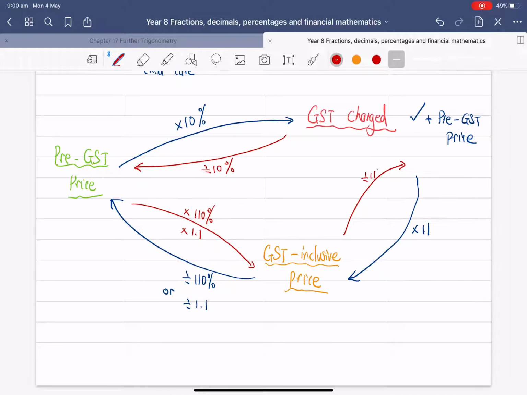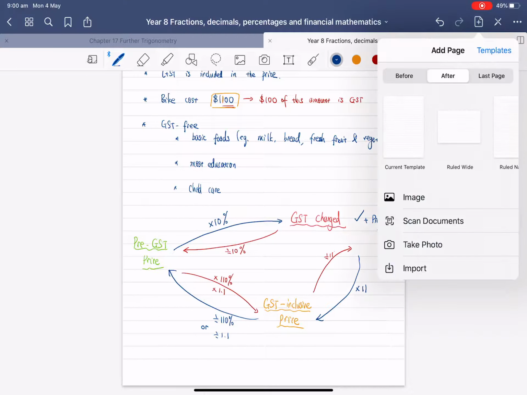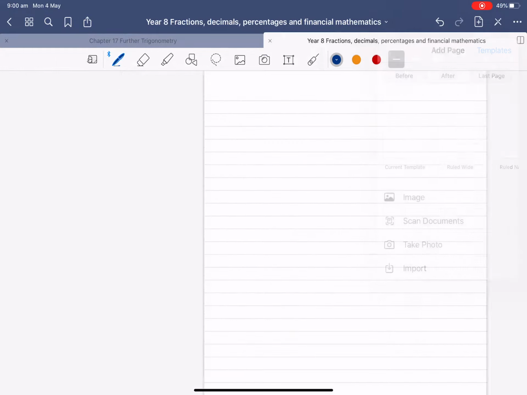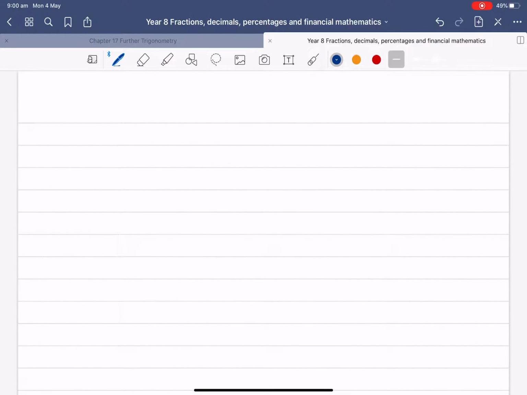Now, obviously, this looks a bit confusing, because in order to do the calculations, you need to memorize all of these. But once you start to do the questions, you'll find it's pretty easy to understand. Make sure you either memorize this or you know what to do with the calculation. All right, so I'd like to show you a few examples.